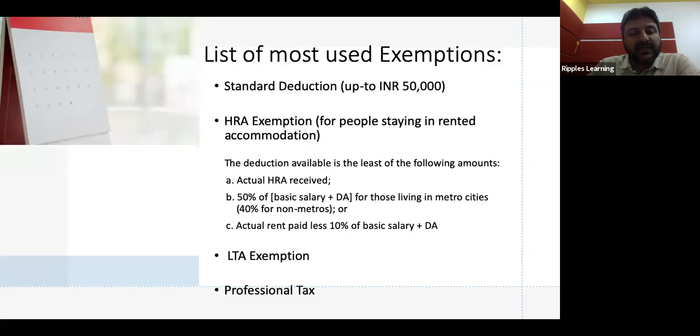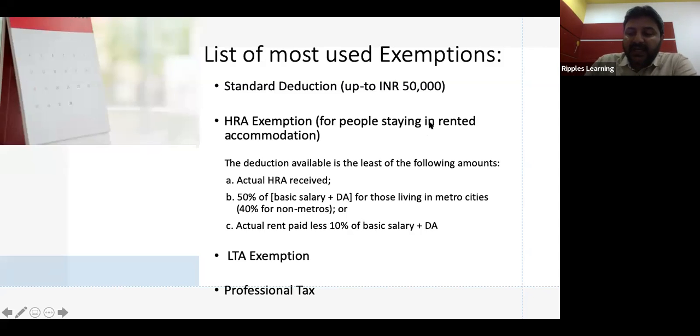Actual HRA received, 50 or 40, whatever the HRA the company is paying, and whatever actual rent you are paying minus 10% of basic plus DA. You will do this calculation, and whichever is minimum, you will consider it for exemption. So even if somebody is giving you a fixed HRA, this calculation is still possible, and you can go about doing this calculation and then coming to a conclusion of what is the exemption that you can go about claiming, right?